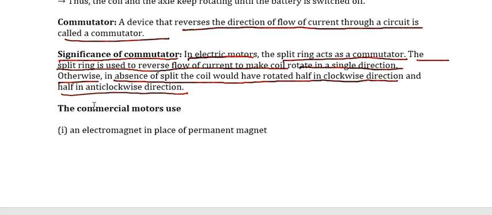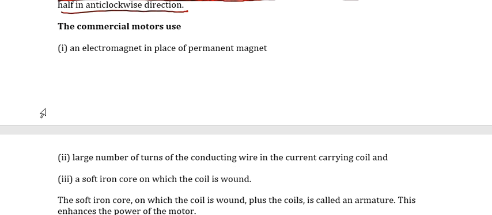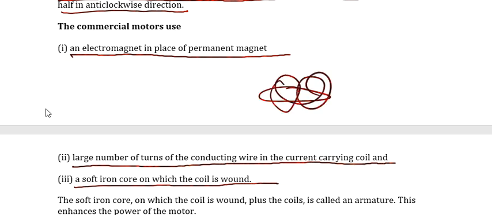The uses of commercial motors are also important, right? In a commercial motor, first, an electromagnet is used in place of a permanent magnet. Second, a large number of turns of conducting wire in the current-carrying coil, and a soft iron core on which the coil is wound. Wound means it is a coil.